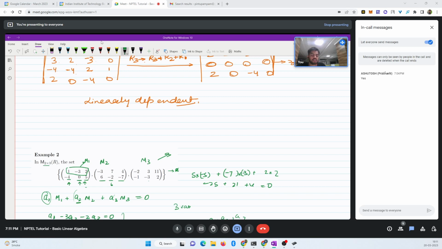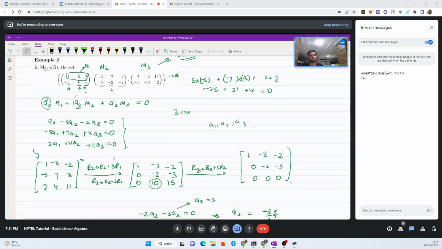So these three matrices again turn out to be linearly dependent, as you pointed out, but this was just to confirm whether it is actually linearly dependent or not. So we should not trust.